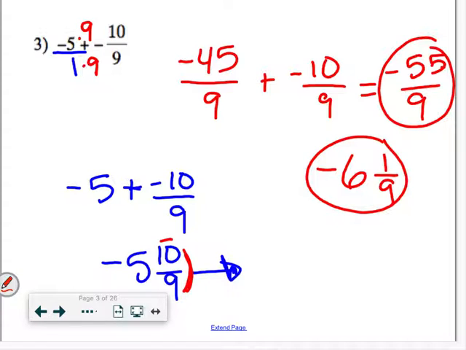So we have to convert this 10 ninths. Well, this 10 ninths ends up being 1 and 1/9. So you add that extra 1 to that 5. You've got negative 6 and 1/9. Same as we got up here, just a different method. So this one right here is a little faster. It won't always be, but if you see that, go for it.